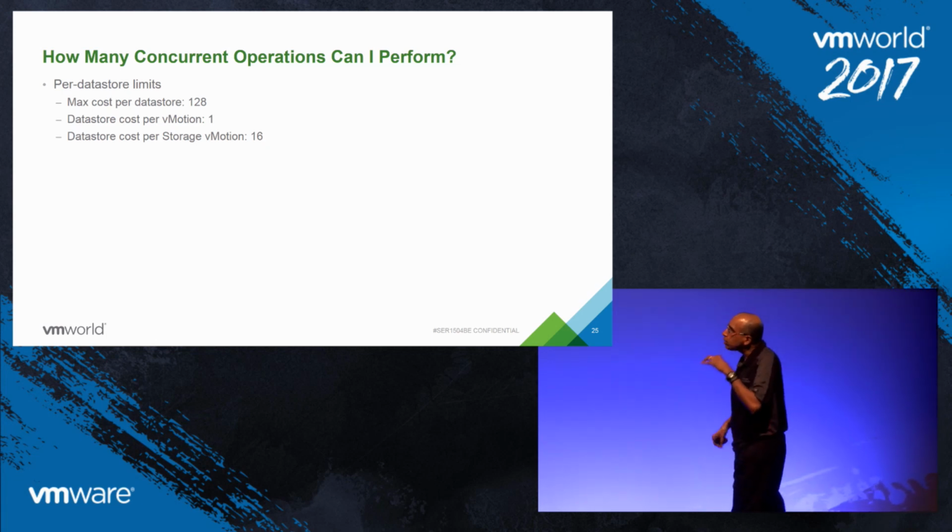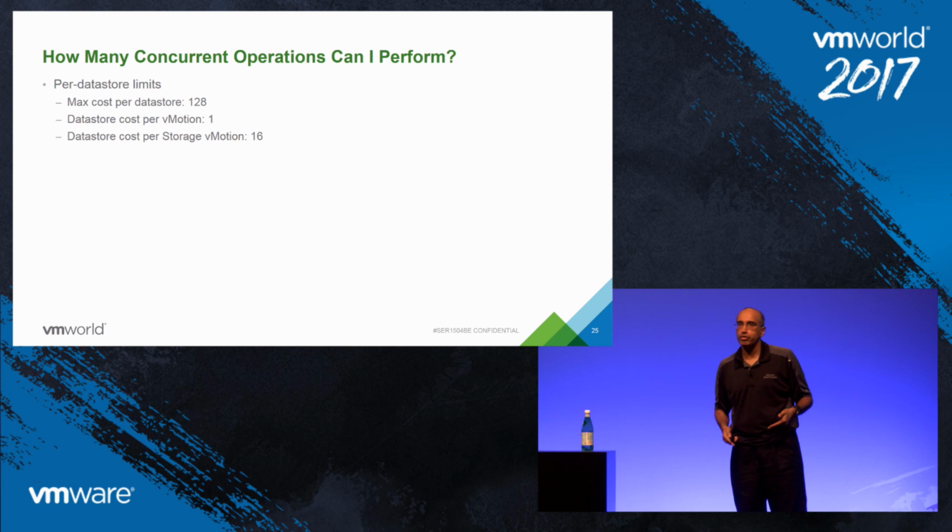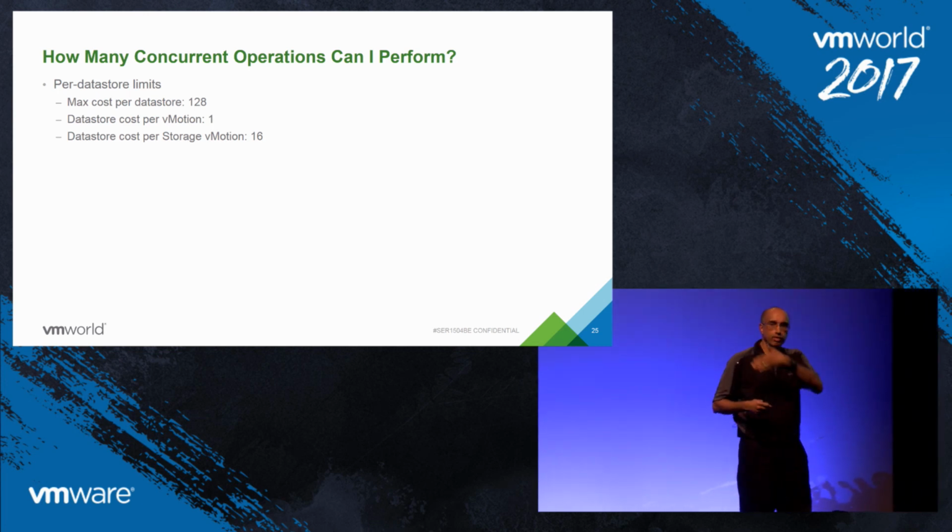Now this becomes even more important when you have vSAN, because vSAN, of course, exports a single data store. So be careful of that as you build out your vSAN deployments. And that's why having multiple vSAN data stores is a good idea.